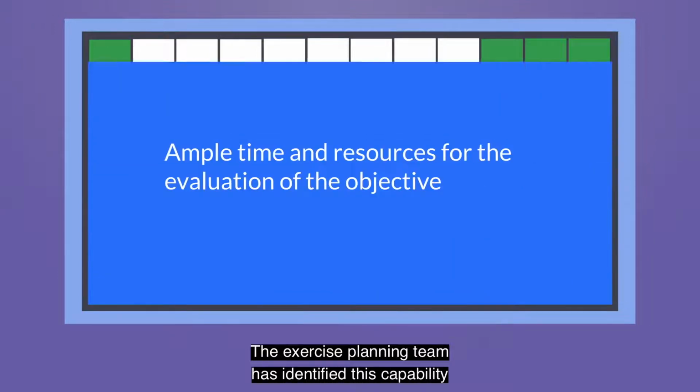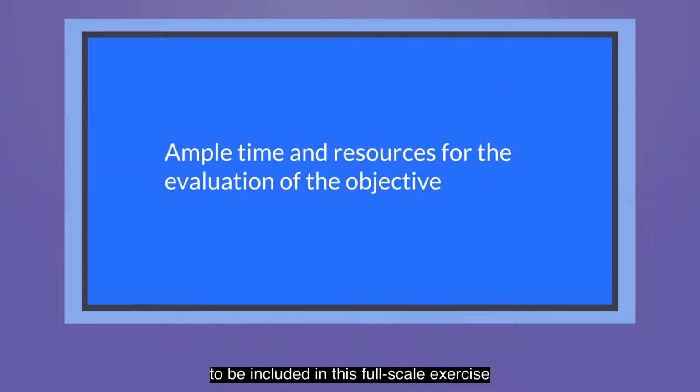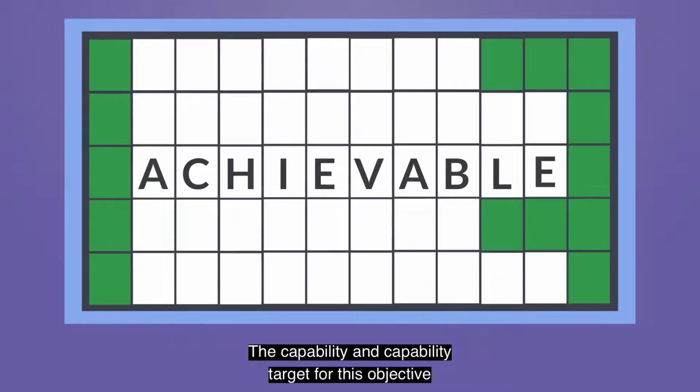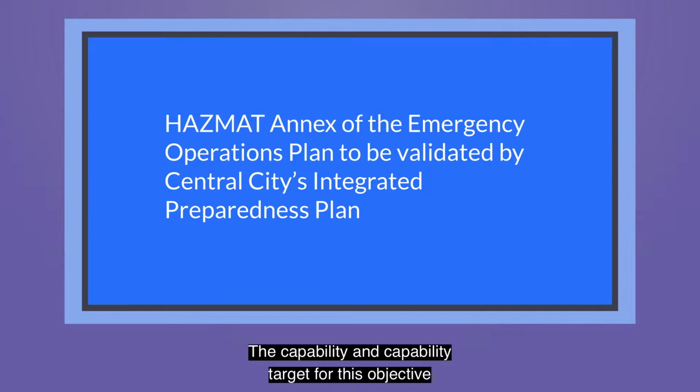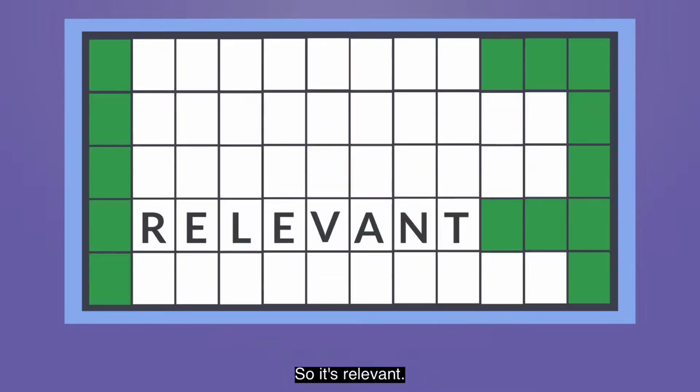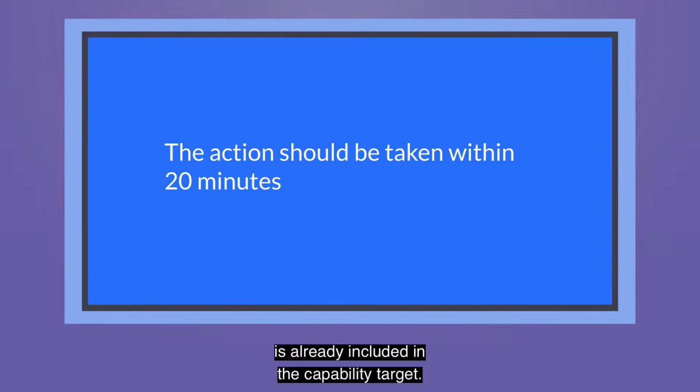The exercise planning team has identified this capability to be included in this full-scale exercise, allowing ample time and resources for the evaluation of the objective. So it's achievable. The capability and capability target for this objective is based on the Hazmat Annex of the Emergency Operations Plan to be validated by Central City's Integrated Preparedness Plan. So it's relevant. And in this case, the time-bound aspect is already included in the capability target. The action should be taken within 20 minutes.